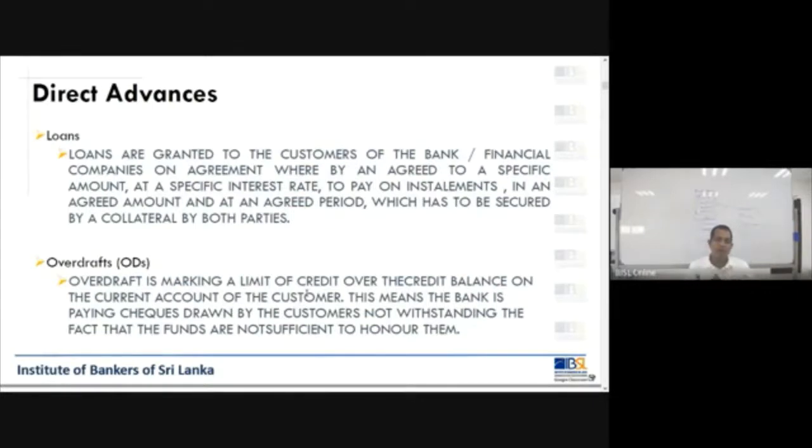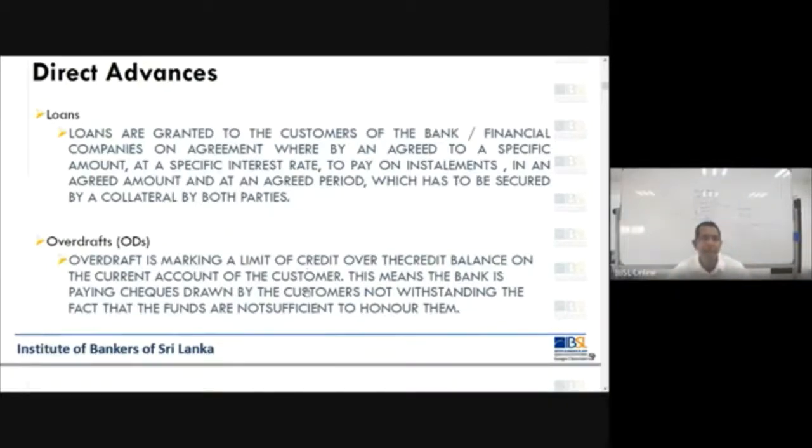So an overdraft is marking a limit of credit over the credit balance on the current account of this customer. This means the bank is paying checks drawn by the customer, notwithstanding the fact that the funds are not sufficient to honor the debt. That means above the credit balance we have. So it is a limit. It is like a bucket where you put water, take out, refill, take out, refill. So you can continuously operate within the limit given. Whereas with a loan, you can't do that. Once you repay, you have repaid. You can't retake that money, right?